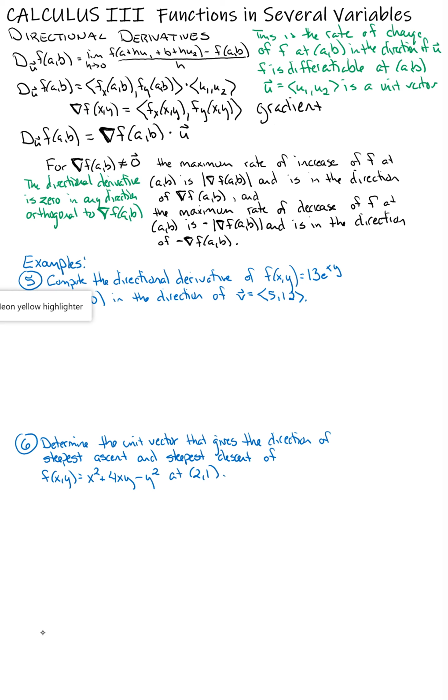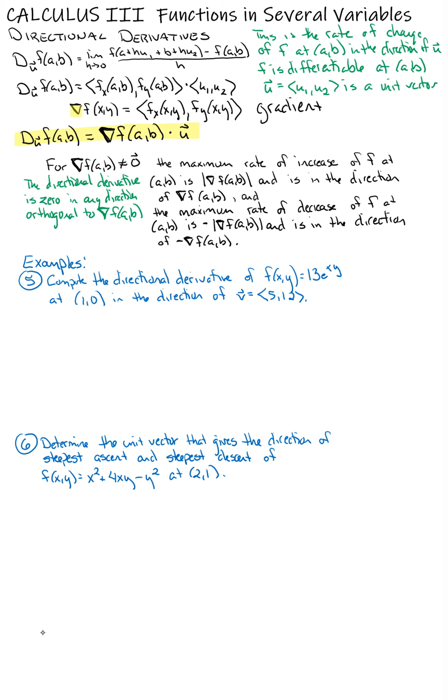All right, so let's take a look at an example. This first example is just a reminder of how to find the directional derivative. So let's compute the directional derivative of f(x, y) = 13e^(xy) at the point (1, 0) in the direction of the vector (5, 12). There's our little formula for that.